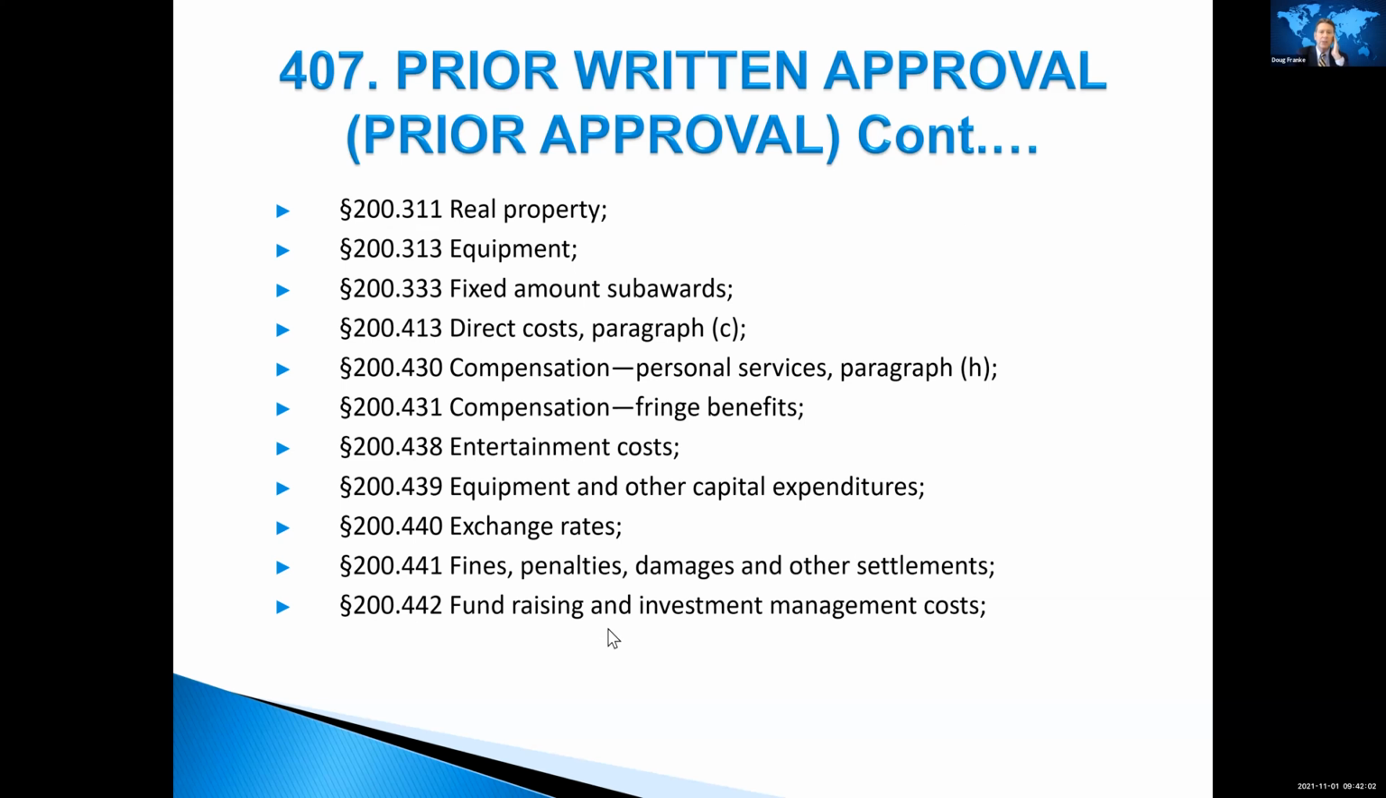So all of these things, I use this as a cheat sheet effectively. As an auditor, I say to my team, guys, all of these things require prior approval. So if our client that we're auditing has any of these things, and I'm sure you all have compensation, I'm sure you've got fringe benefits, I'm sure you've got equipment, did you get the right prior approval? So recipients, use this as your cheat sheet or your compliance sheet and make sure that you do get approval for all of these things.